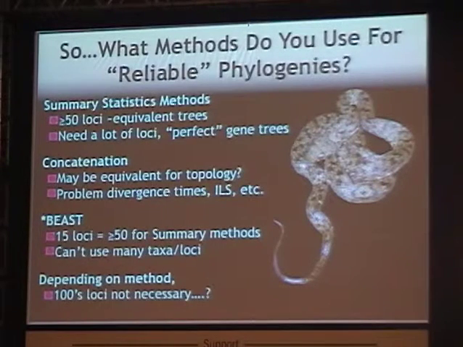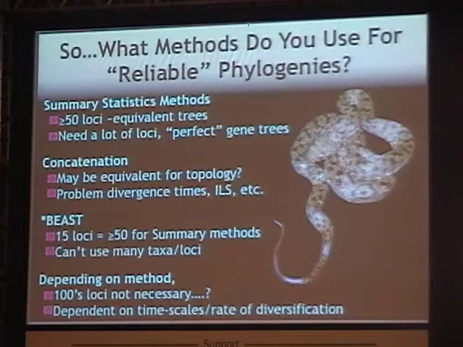So depending on the method that you're using, hundreds of loci might not be necessary, but this is probably a product of the diversification rates of your group, how old they are, things like that. So it's not really a one-size-fits-all sort of problem or solution for that matter.